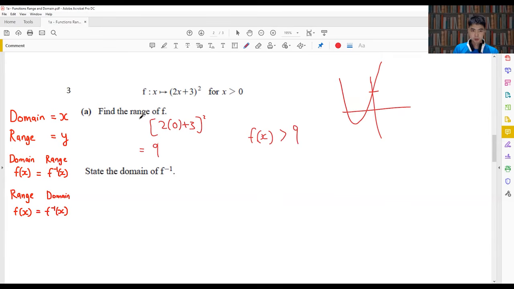Since we've found the range of f according to this rule over here, where the range of f(x) is actually the domain of f inverse x, if the question asks to state the domain of f inverse, then the domain would naturally be the same value as your range. All right.